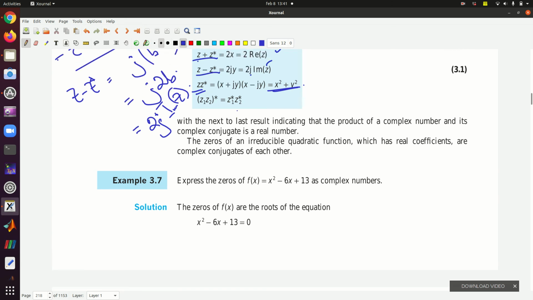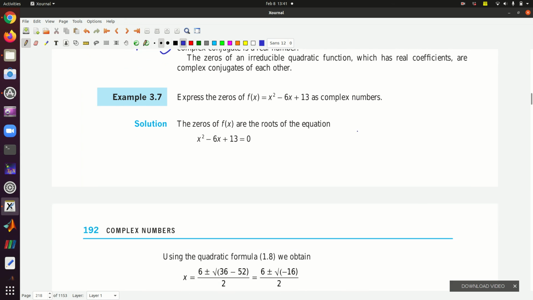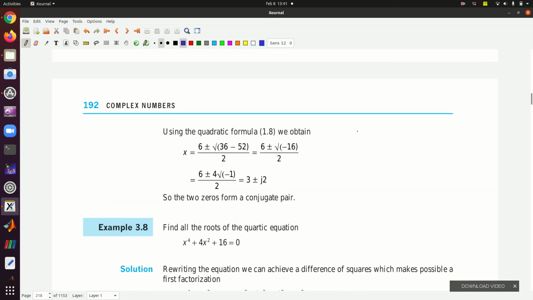So what do they say? That with the next to last result indicating that the product of a complex number and its complex conjugate is a real number. The product of a complex number and its complex conjugate is a real number. What next? What are they saying here?